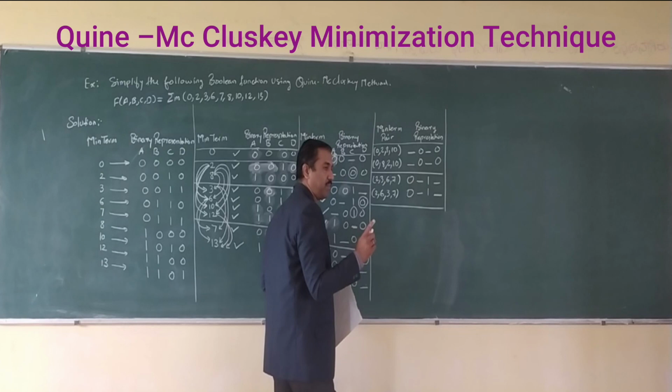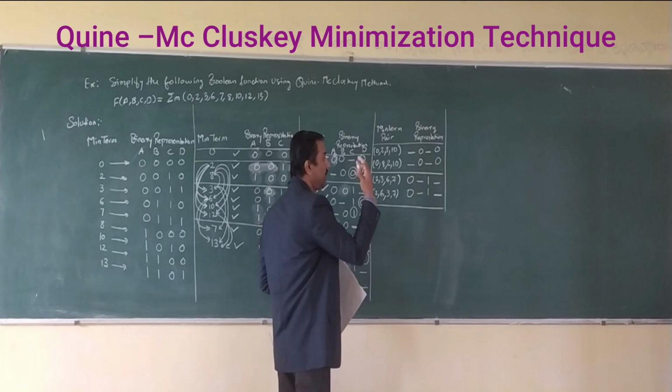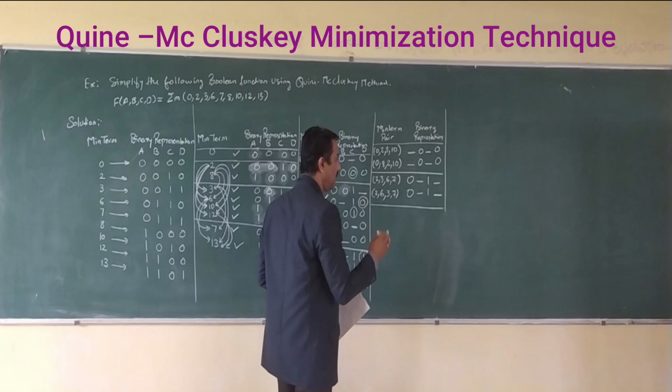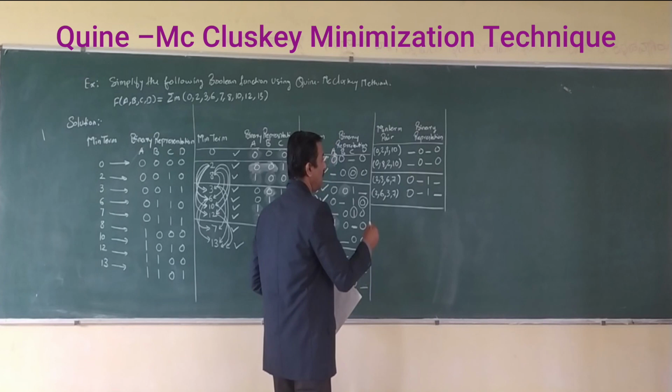If there is no further elimination of literal, then this will be our step number 5. If there is a possibility of further elimination, then step 5 will again have all the min term pairs and the binary representation of it. So kindly observe the problem that has been given to you. So step 5 is listing out the prime implicants. Which are the prime implicants? Now these are my prime implicants.